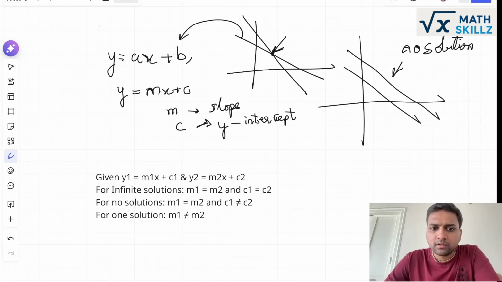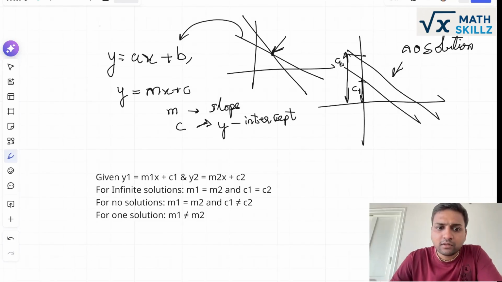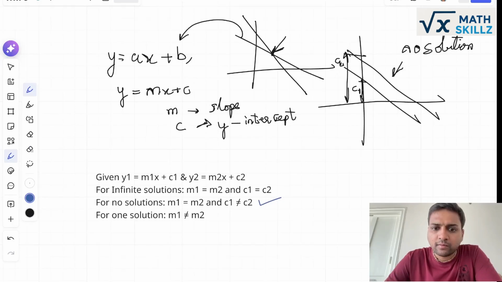For no solution, the slopes must be the same but the y-intercepts different, because this is c1 and this is c2. So m1 equals m2, the slope is the same, but the intercept is different. But when the slope is different, there is only one solution.